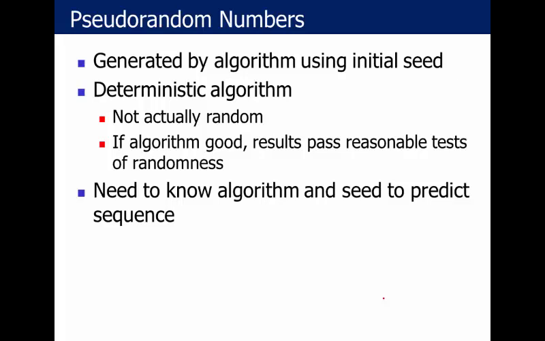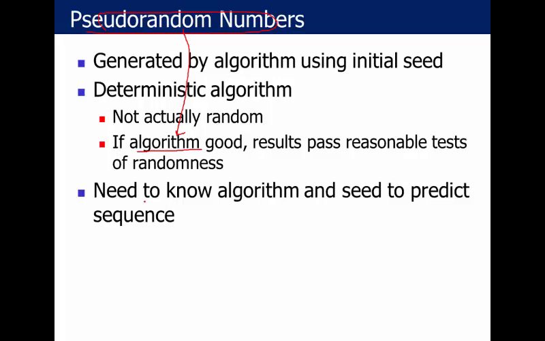If the algorithm is good, then the result passes a reasonable test of randomness. So it depends upon the algorithm, right? Pseudo random number, pseudo noise. It's not just the simple random functions that we can expect from a programming language like Java or Python's random number generation.